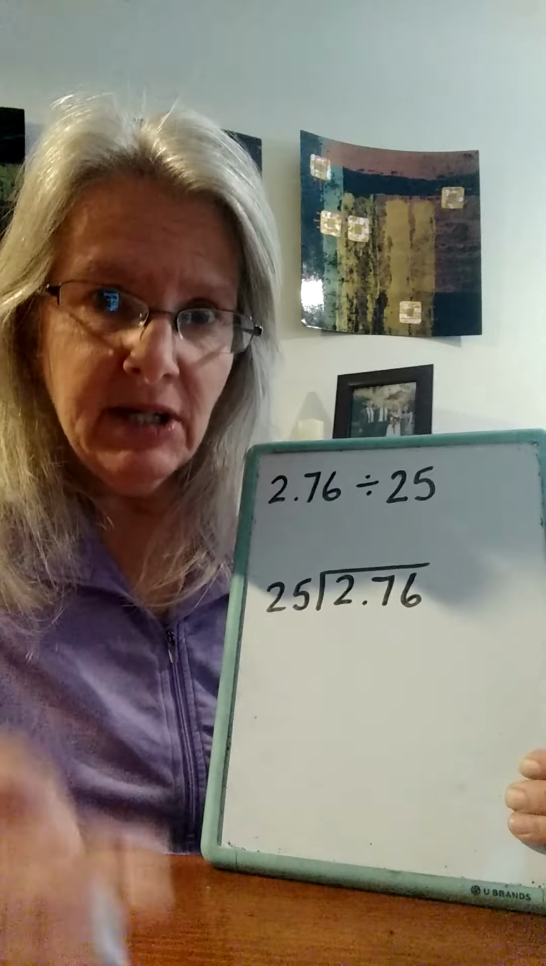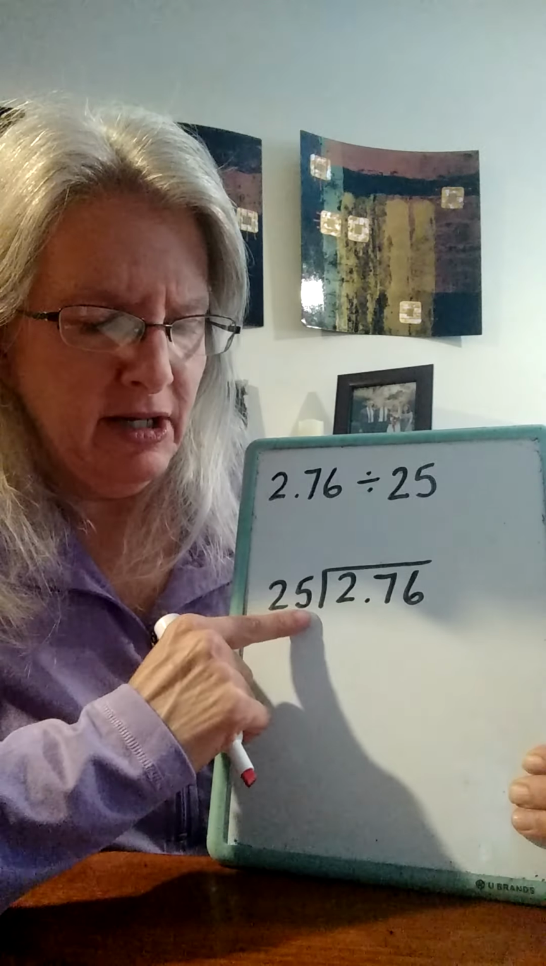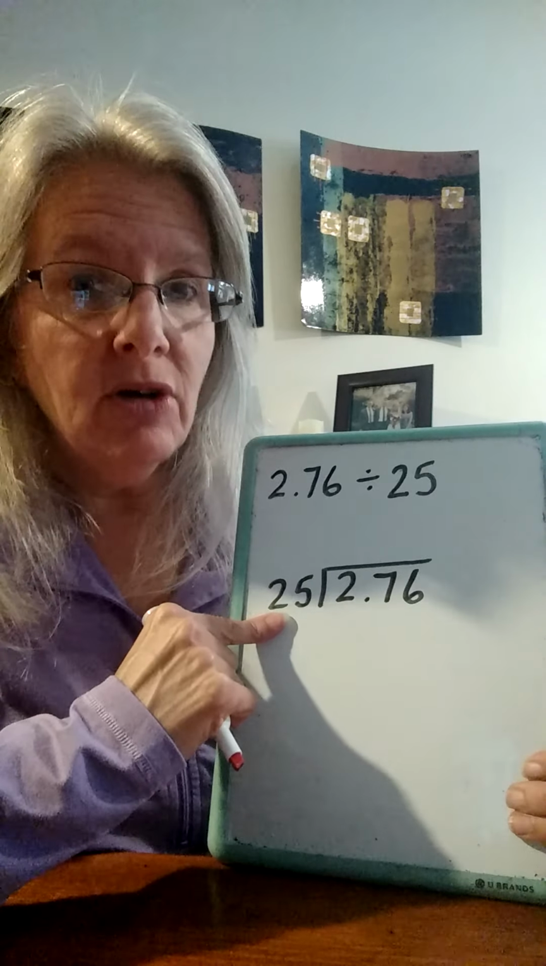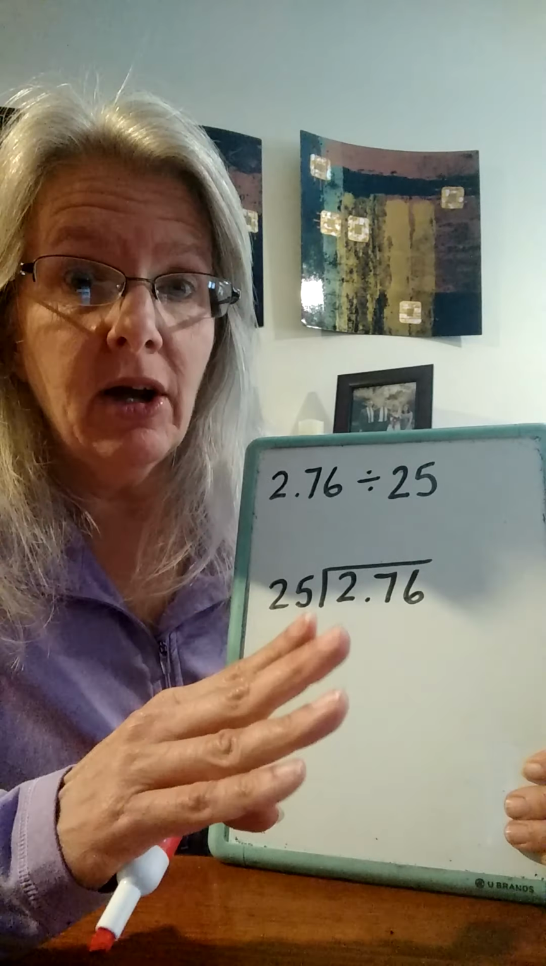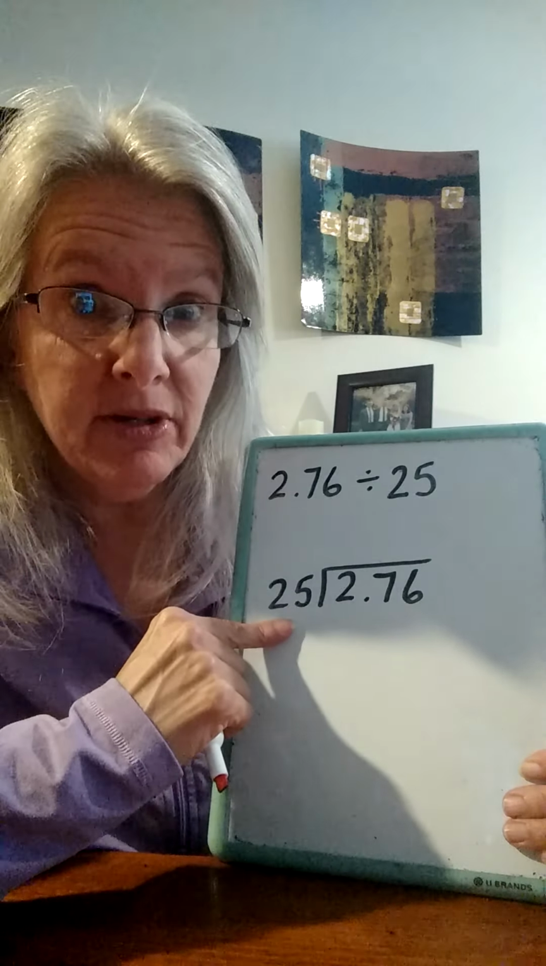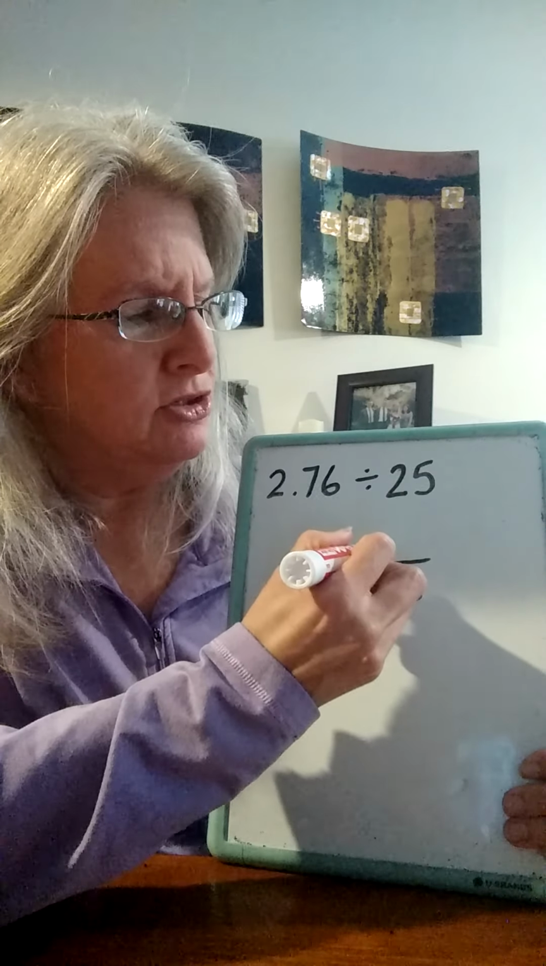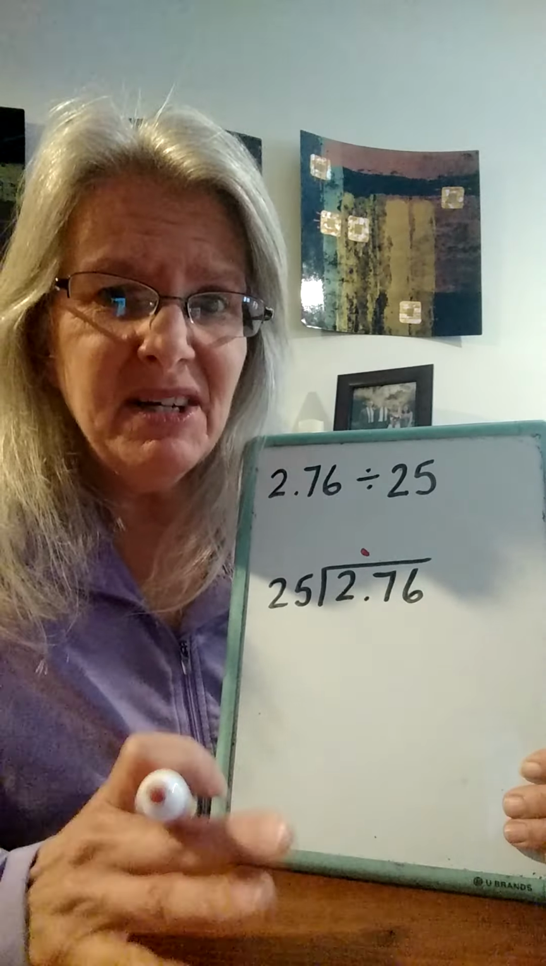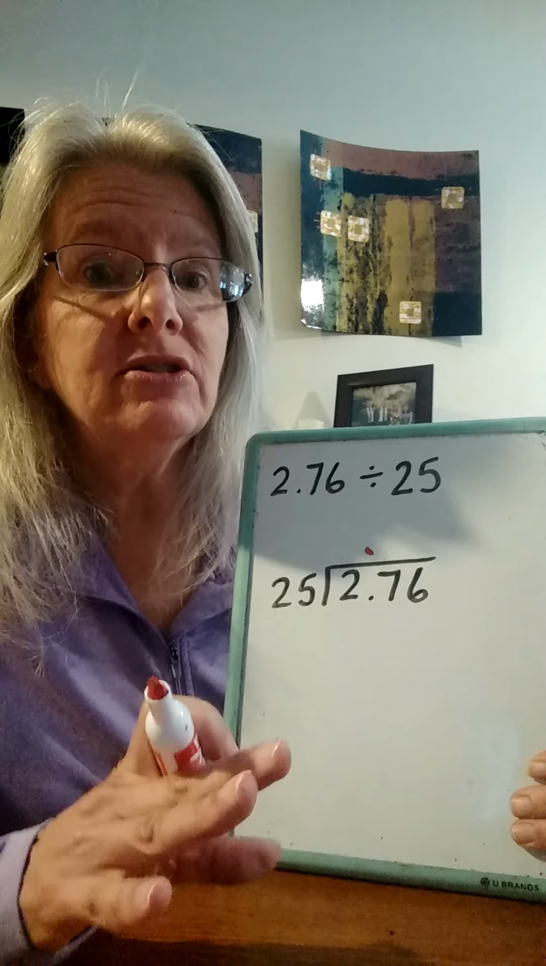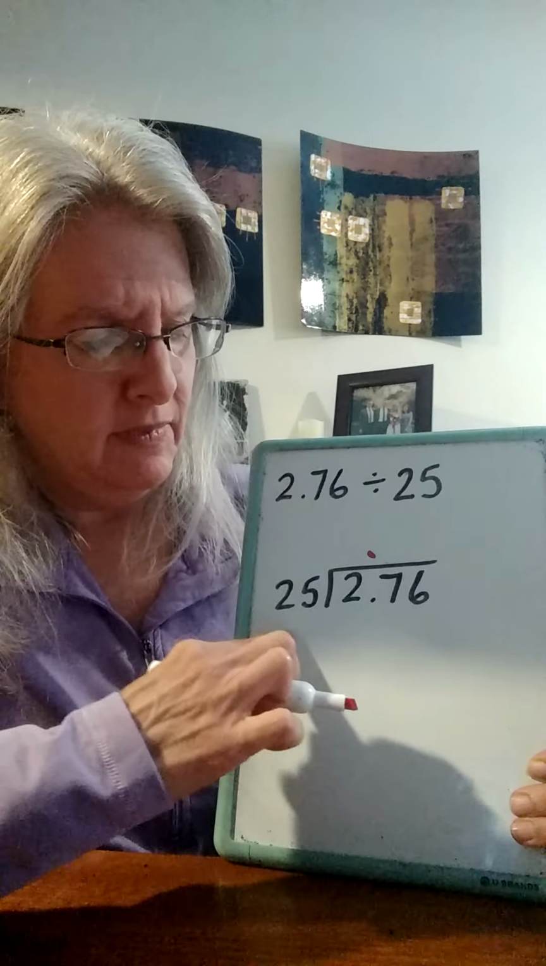Now, the first thing we need to do when we divide by decimals is look at the divisor. If there's no decimal in the divisor, you're ready to go. In this case, there is no decimal in the divisor, so we are ready to go. I'm going to take my decimal and bring it straight up. I always bring my decimal up first because I want to make sure I don't forget about my decimal.